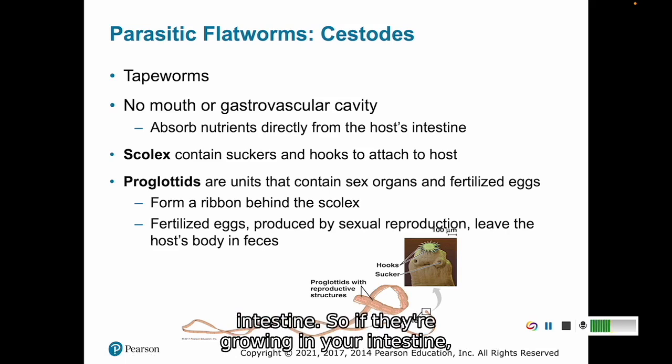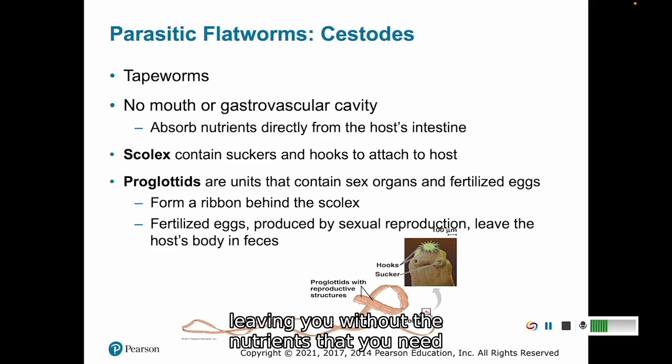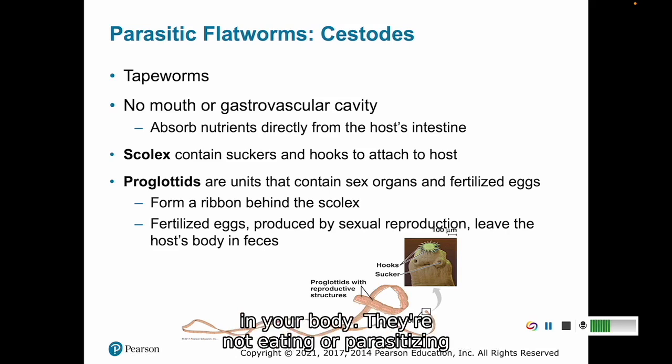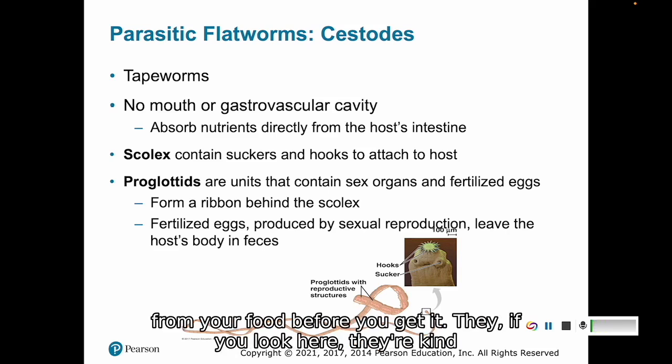So if they're growing in your intestine, they're eating your food and growing themselves, leaving you without the nutrients that you need in your body. They're not eating or parasitizing your own body. They're just taking the nutrients from your food before you get it.